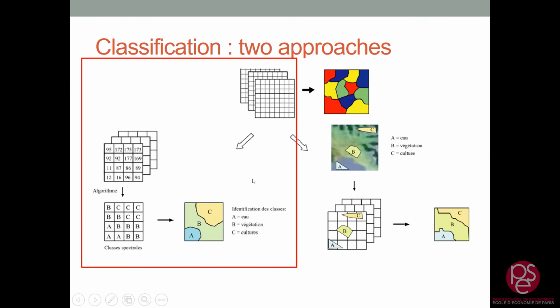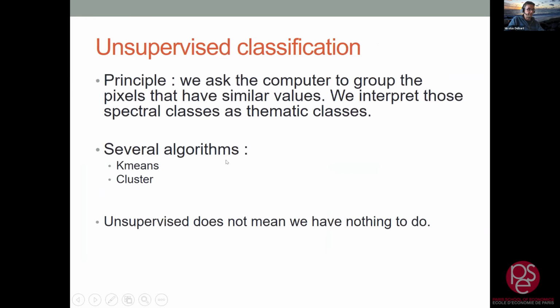Yes, thank you. So let's go to the second approach of classification, which is unsupervised classification. The principle is to ask the computer to group the pixels having similar values, and our role is to interpret those spectral classes as thematic classes. There are several algorithms: k-means, isodata, cluster. I will present k-means. One important point is that unsupervised does not mean we have nothing to do.